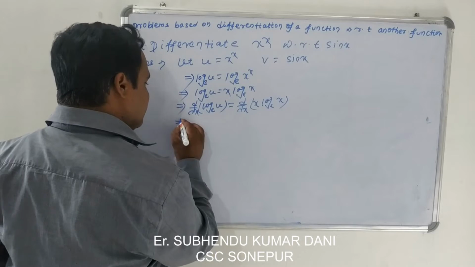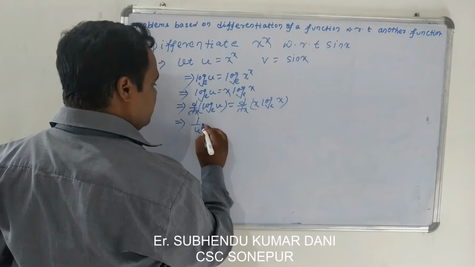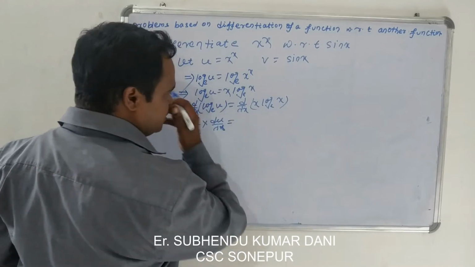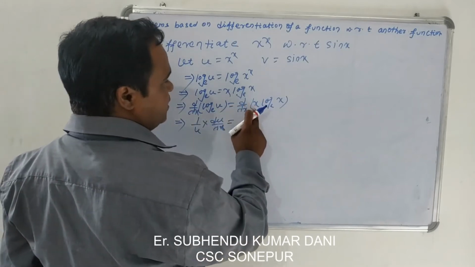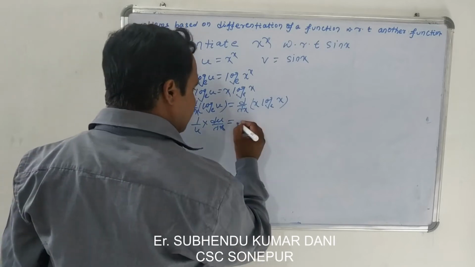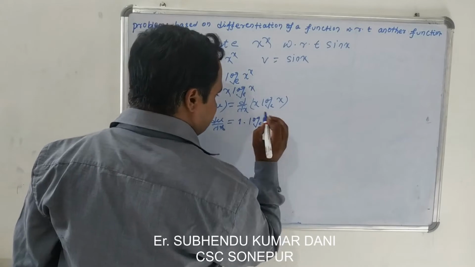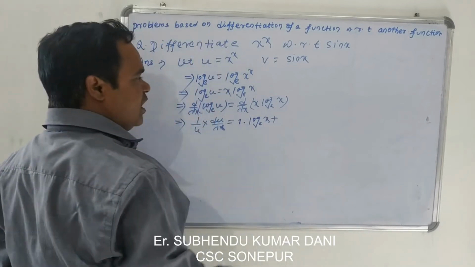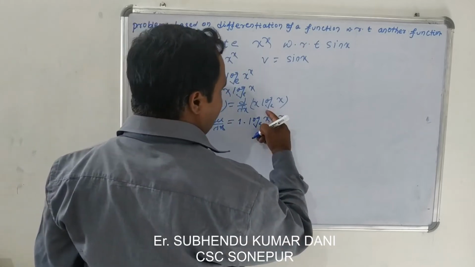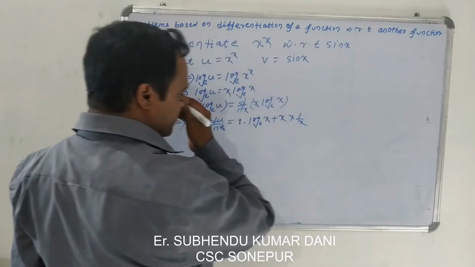Now this implies that 1 by u times du by dx equals, where x is the first function and the logarithm is the second function, by the product formula of derivative: the derivative of the first function x is 1, multiplied by the second function remaining constant, plus the first function x remaining constant, times the derivative of log base e of x, which is 1 by x.